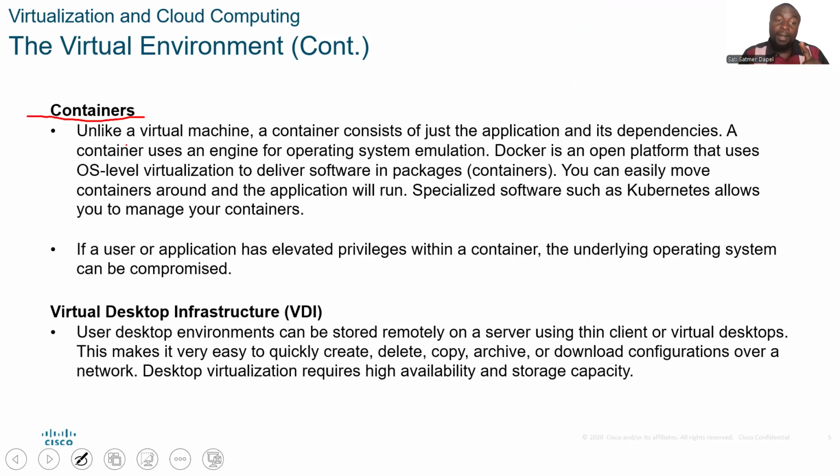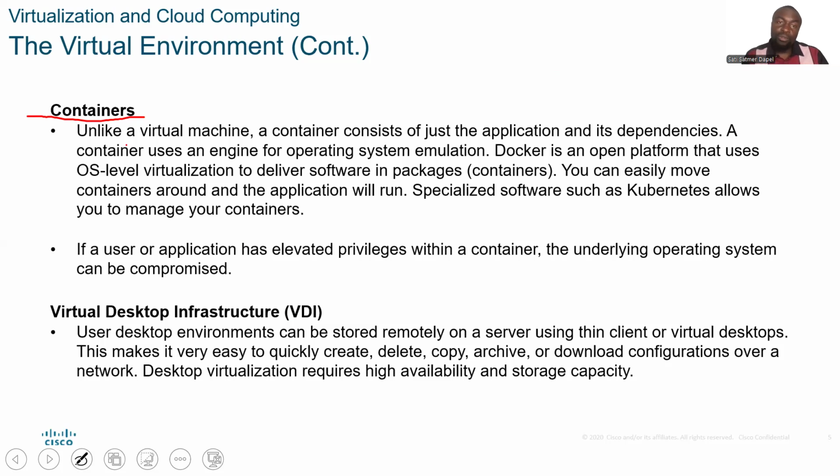How about a container? Unlike a virtual machine, a container consists of just the application and its dependencies. A container uses an engine for operating system emulation. Docker is an open platform that uses OS-level virtualization to deliver solutions in packages. That is like the container. So the container is basically related to the application. You can easily move the container around and the application will still run. Specialized software such as Kubernetes allows you to manage your containers. If a user or application has elevated privileges within a container, the underlying operating system can be compromised.